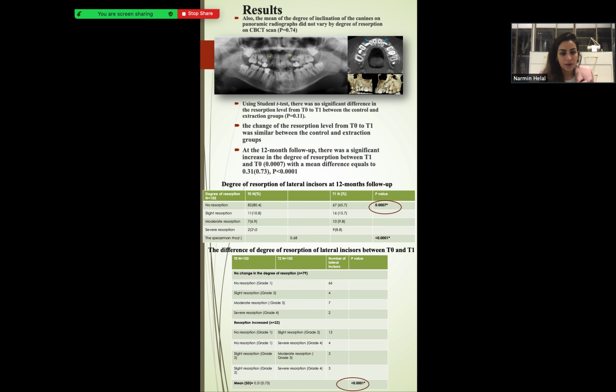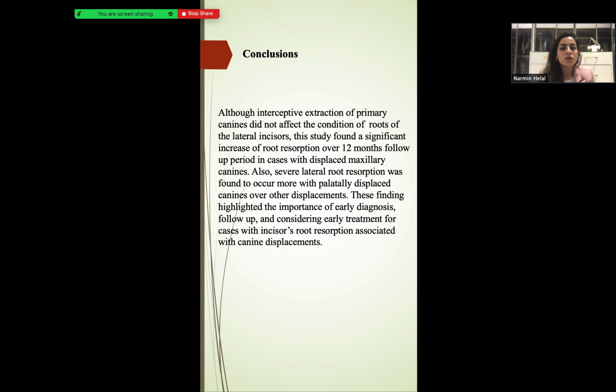So in conclusion, although interceptive extraction of primary canines did not affect the condition of the roots of the lateral incisors and the null hypothesis was accepted, this study found a significant increase of resorption over a 12-month follow-up period in cases with displaced canines.